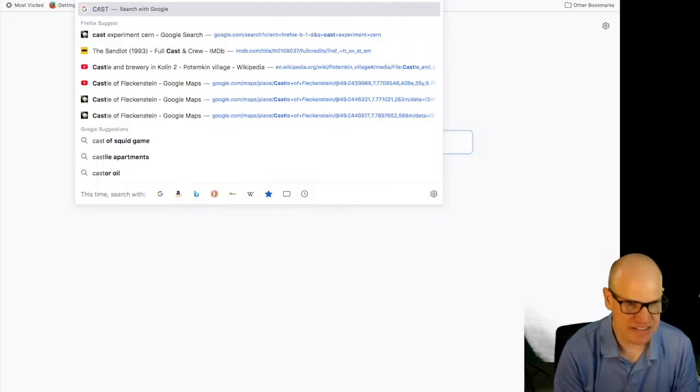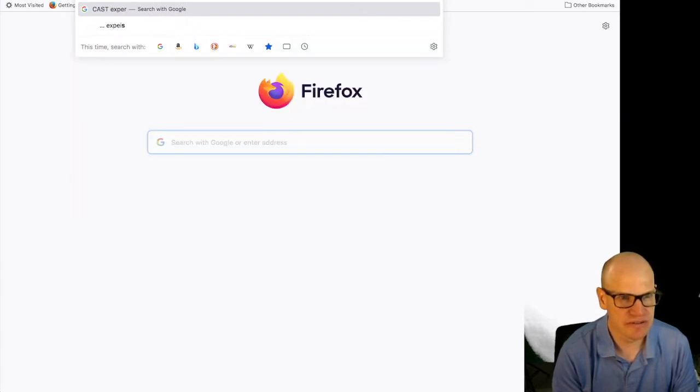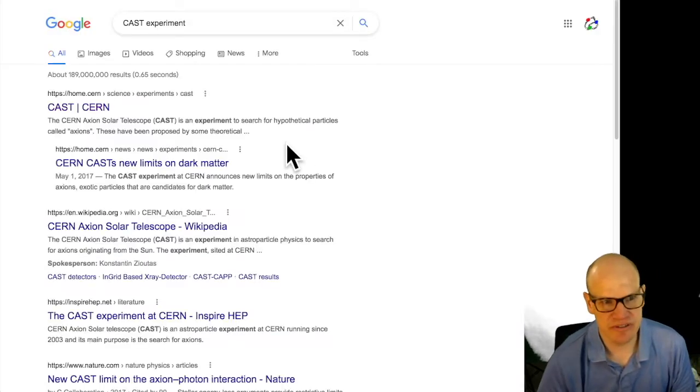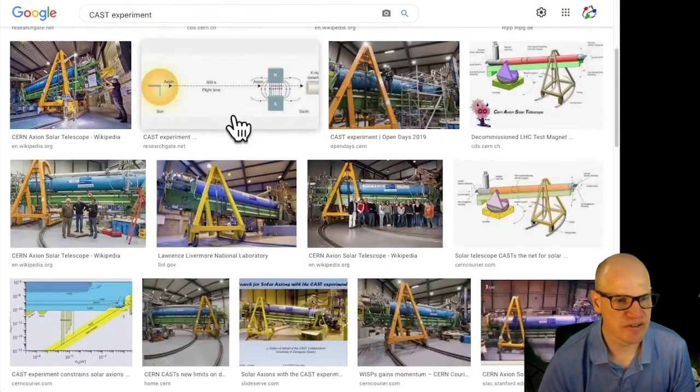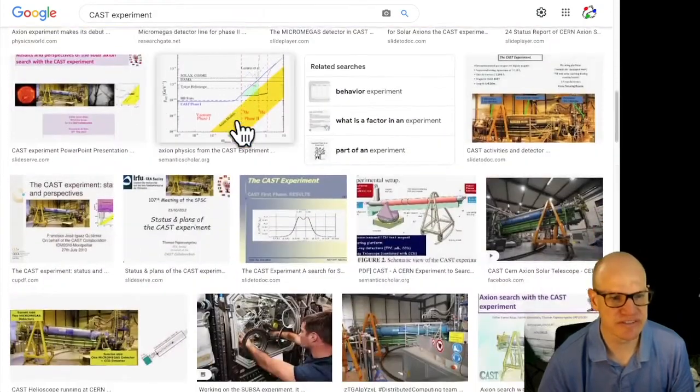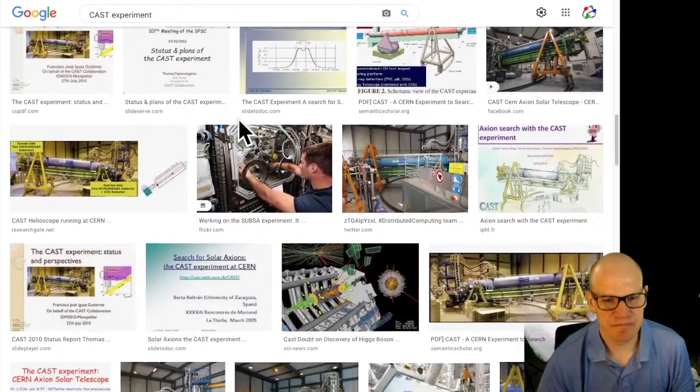so we'll go to the CAST experiment. The CAST experiment, their image or their logo, do they have a logo? Do they show the logo here? Not seeing it.